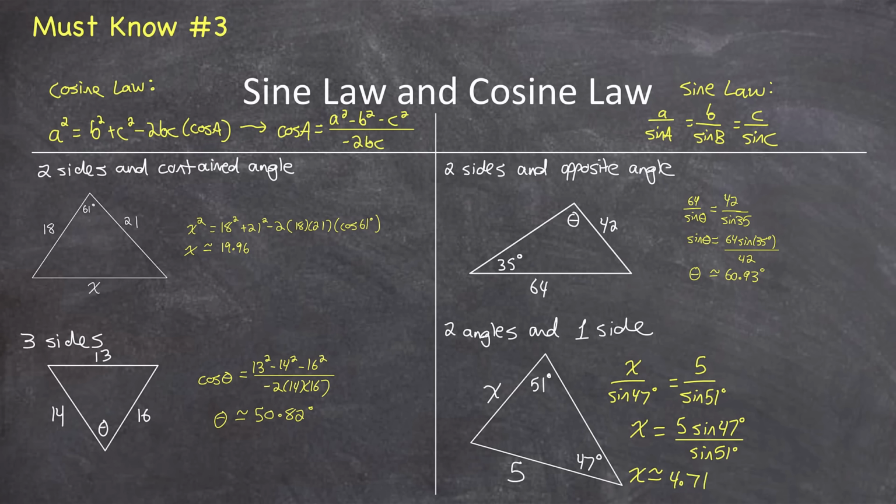And there you go. Now you know how to use sine law and cosine law to solve for missing sides and angles of oblique triangles.